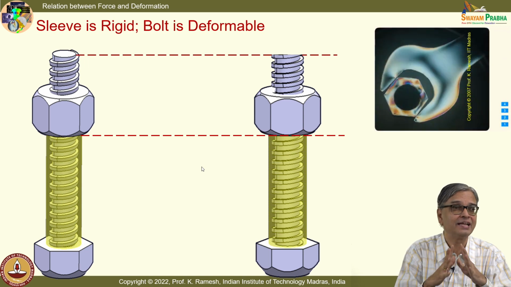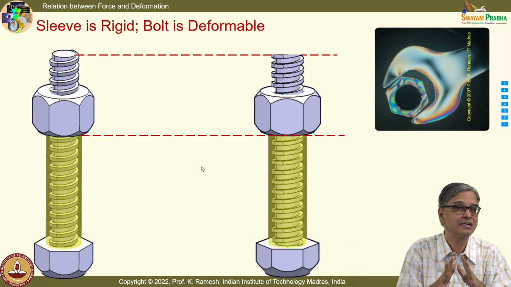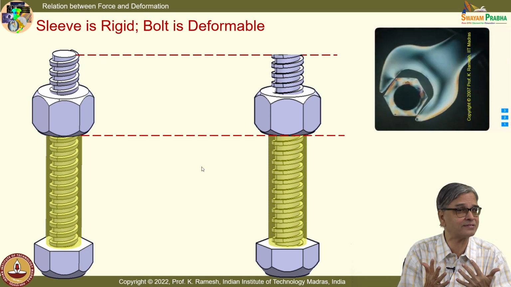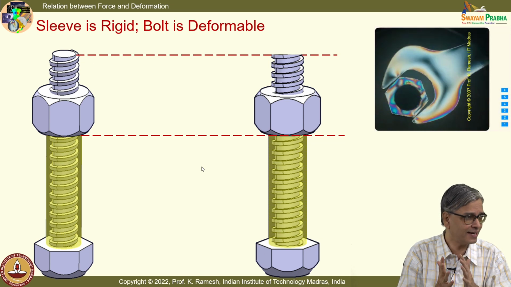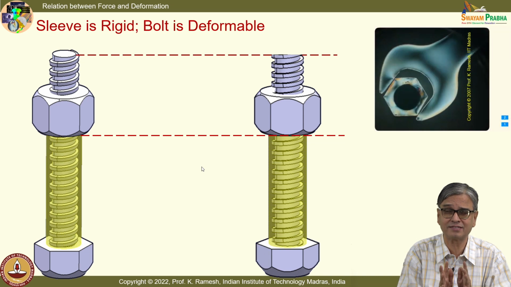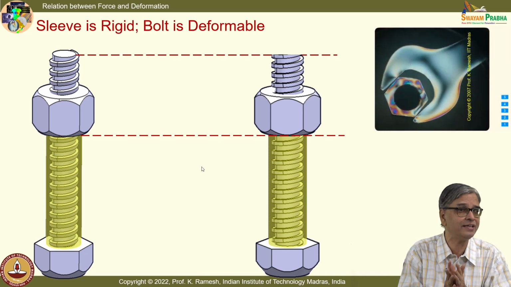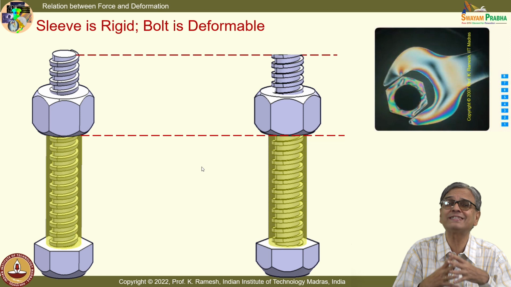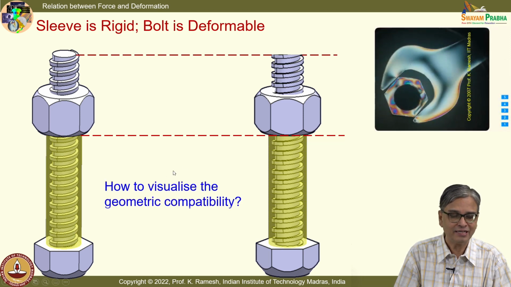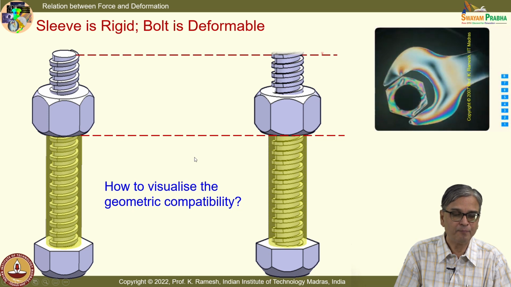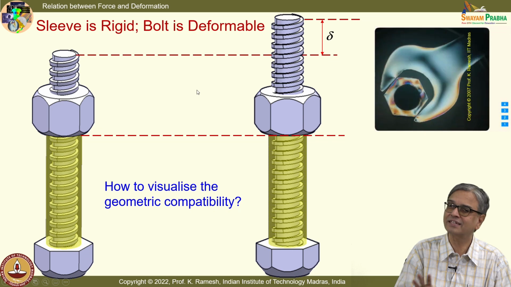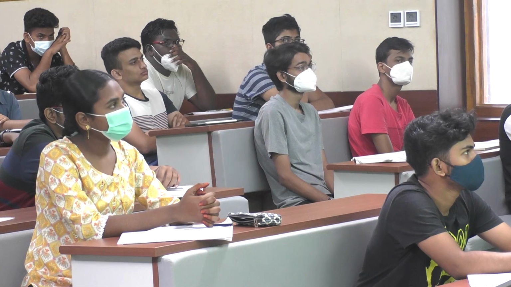Suppose I say the sleeve is rigid, it cannot deform. So, all that movement has to be perceived only in the bolt. Is that right? And I am showing very exaggerated displacement. See, these displacements will not happen physically. For us to visualize, we should see them as big quantities. So, that is what you see here. The bolt has elongated by a distance delta. Is it convincing to you?